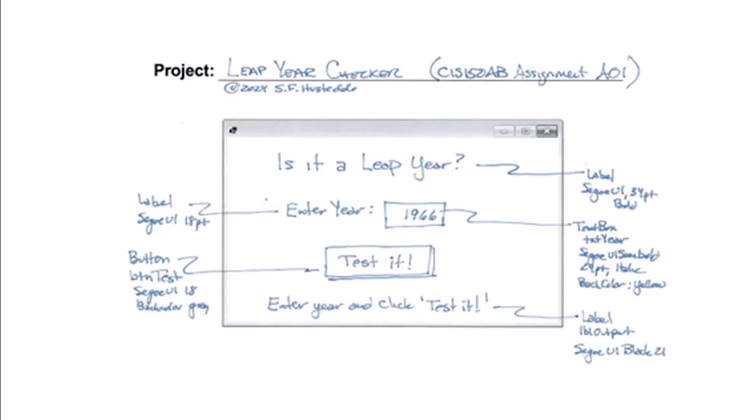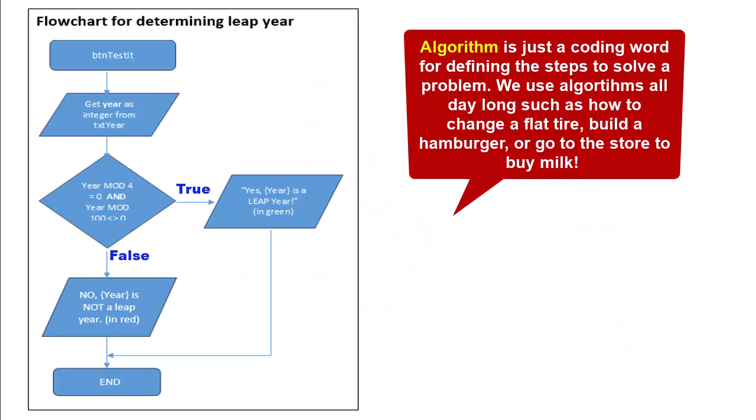And I can actually hand this off to another programmer, and they should be able to create this interface using the specifications I've given. Next, we need to define the algorithm. How are we going to make that process work?